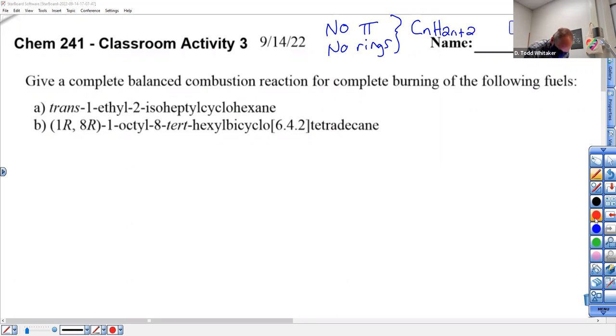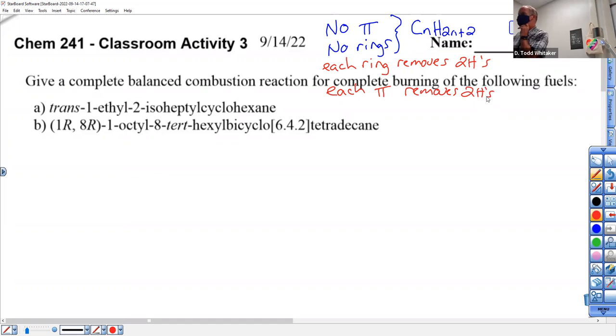Each ring removes 2 hydrogens. Each pi removes 2 hydrogens. And the good news is you won't see pi bonds for this question until test number 2. So you'll have rings though. We did rings already, right? And you see both examples have some cyclo in their names.